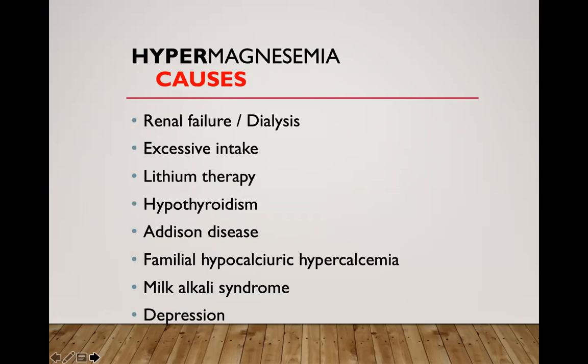On the other hand, what causes an increase in serum magnesium? Renal failure, those who are undergoing dialysis, excessive intake, especially those who are taking antacids containing magnesium, lithium therapy, lithium is an antipsychotic medication, hypothyroidism, Addison's disease, as well as familial hypocalciuric hypercalcemia and the milk alkali syndrome, which accompanies hypercalcemia in a setting of metabolic alkalosis. You also see this in depression.